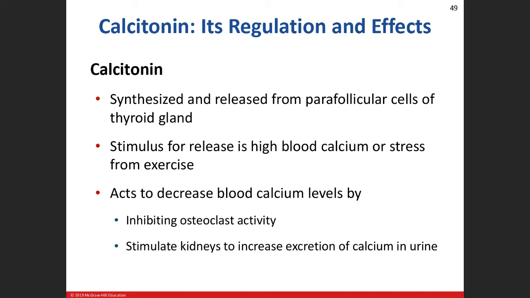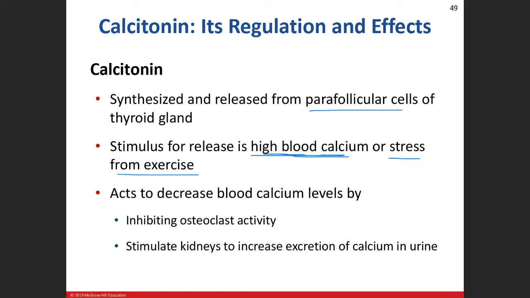All right, let's wrap up the thyroid gland with the parafollicular cells, the other cell in the thyroid, okay? These guys make calcitonin. Okay, and we'll see calcitonin in situations in which you have high blood calcium or stress from exercise. Why do you think that is? You ever wonder? Why do you think stress from exercise will increase calcium floating through your body?